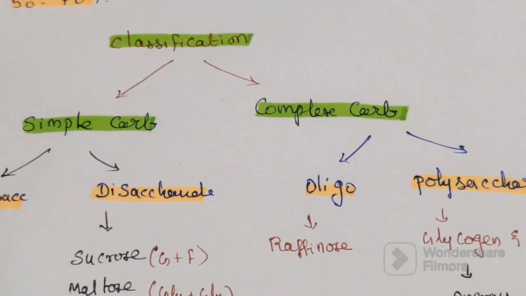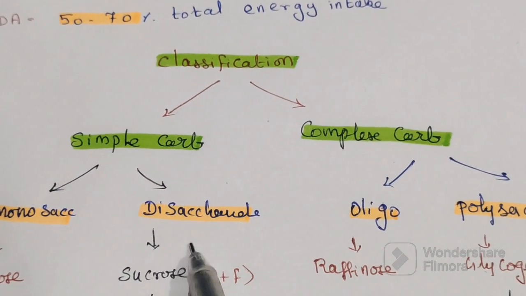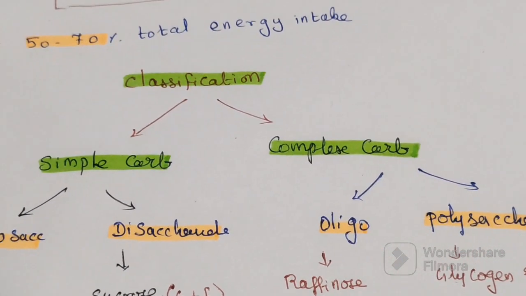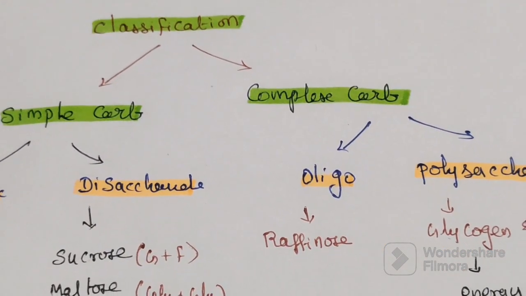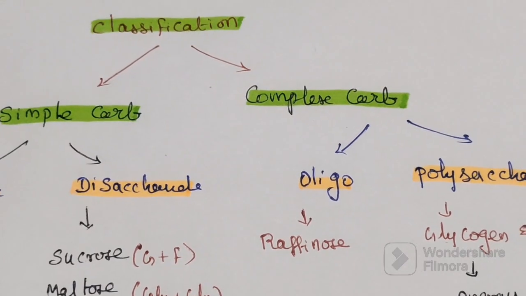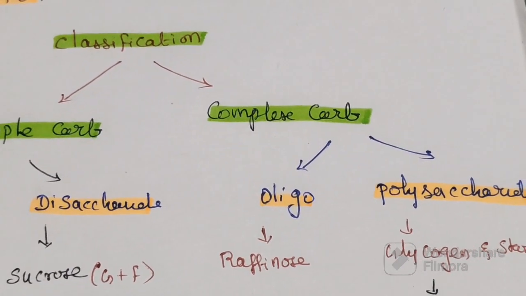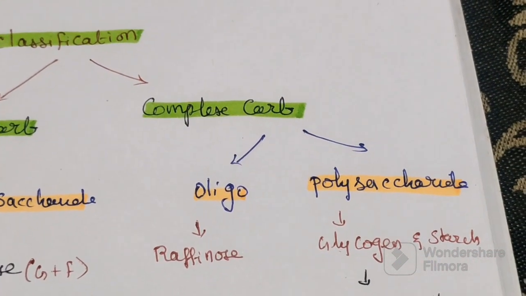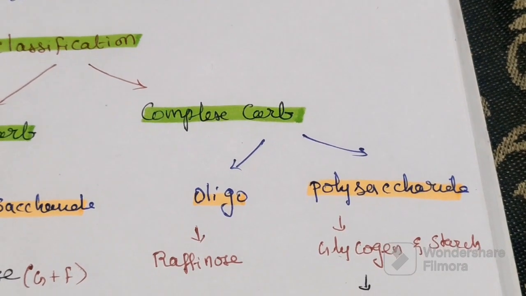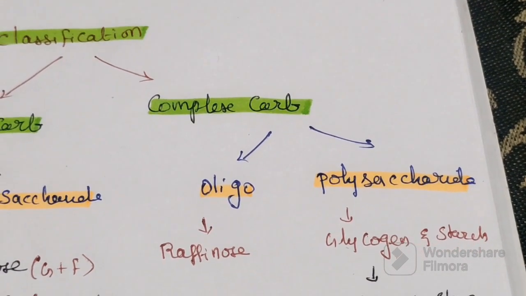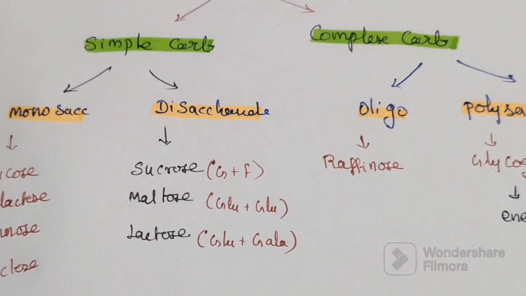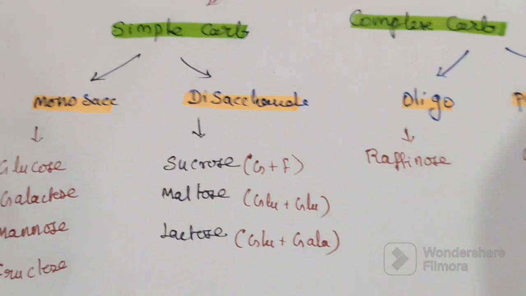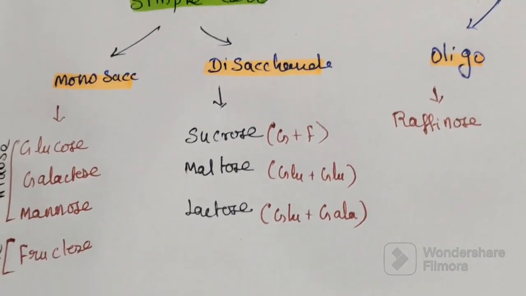Then oligosaccharide: monosaccharide has 1 unit, disaccharide has 2 units, and oligosaccharide has 3 to 9 mono units of sugar present. Example: raffinose. The last one is polysaccharide, with more than 10 units of monosaccharide. Example: glycogen and starch. A disaccharide is composed of 2 mono units.